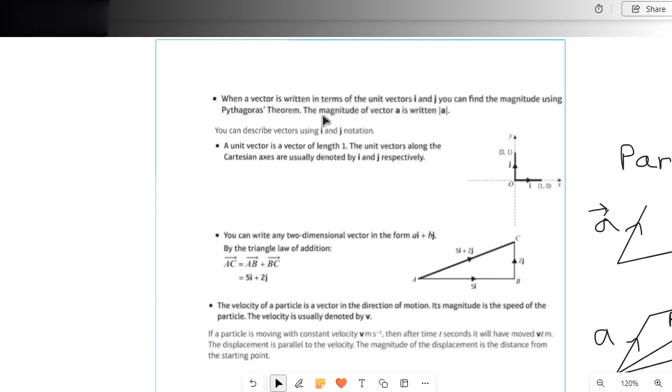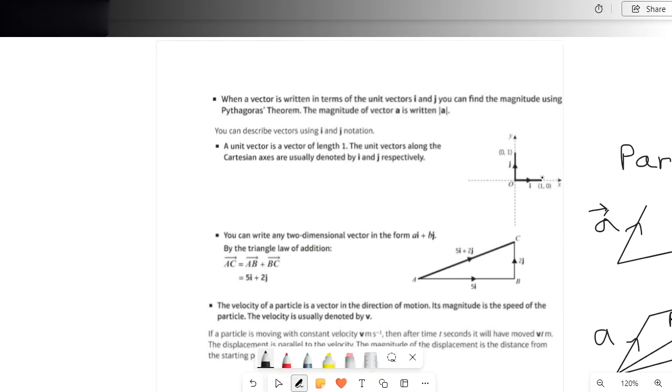So when a vector is written in terms of the unit vectors i and j, you can find the magnitude using Pythagoras theorem. The magnitude of vector A is written as modulus of A, and you can describe vectors using i and j notation, where i is the horizontal unit vector on the x-axis and j is the perpendicular unit vector placed on the y-axis. And unit vectors always have a magnitude of 1.